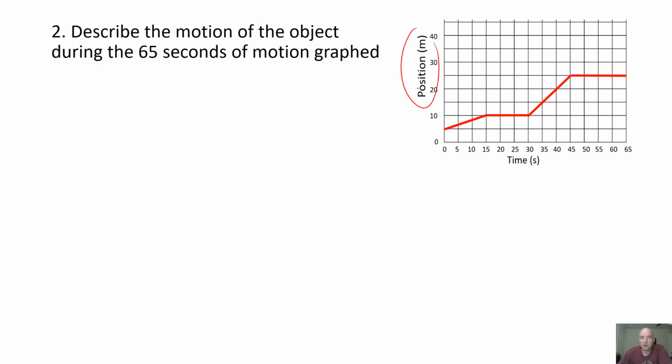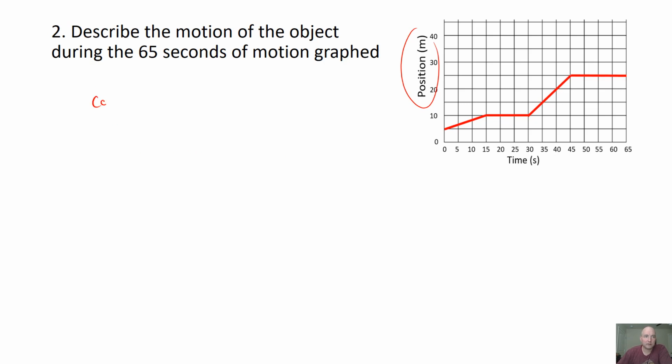Okay, describe the motion of the object during the 65 seconds of the motion graph. Well, first of all, you have to notice it's a position time graph, so these are talking about meters or actual locations. And from the first part, he went from 5 meters to 10 meters at a constant rate. So he had a constant velocity forward, and he stopped at 10 meters, so he stayed at that position for the whole time right here. And then he sped back up, at an even faster constant rate forward from 10 to 25 meters. So constant forward velocity, and then rest again at the 25 meter point until 65 seconds are over.